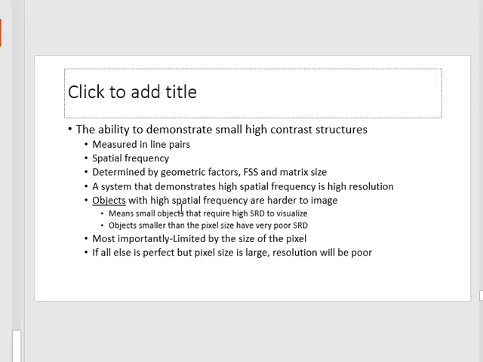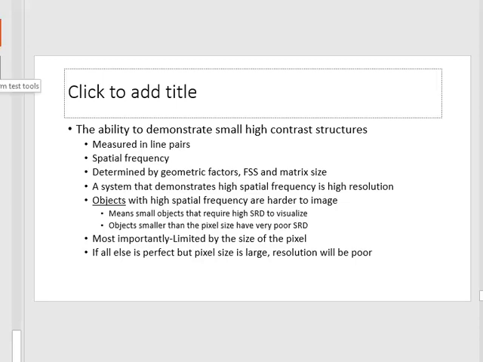And objects that are smaller than pixel size have very poor sharpness for recorded detail. So again, pixel size, matrix size plays into your sharpness for recorded detail. And if you have very small objects, they're very tough to see. So it's limited by the size of the pixel. If everything else is perfect but the pixel size is large, then resolution is just going to be bad.